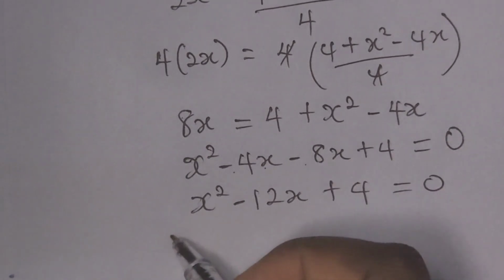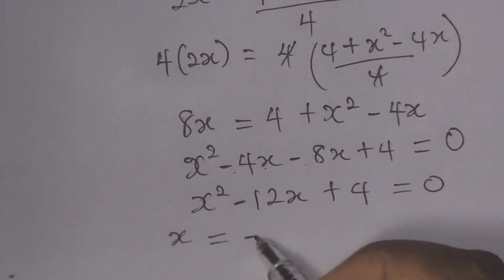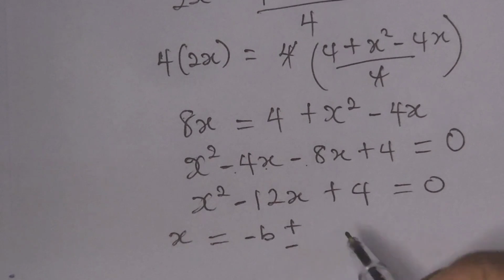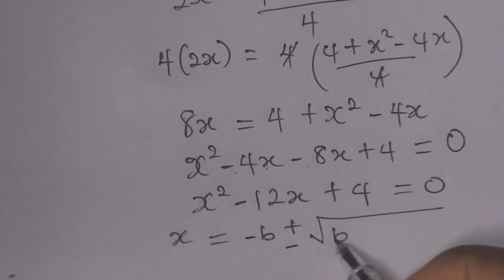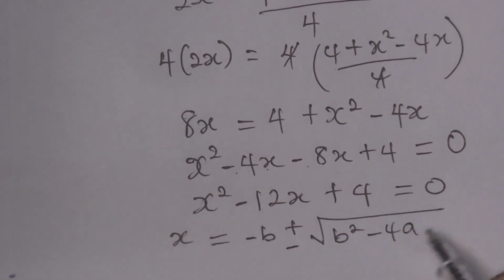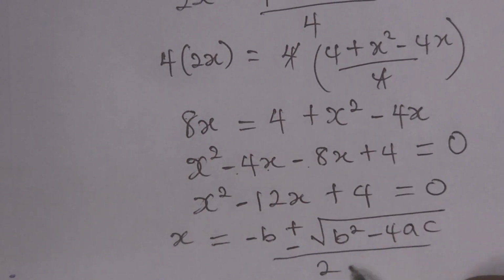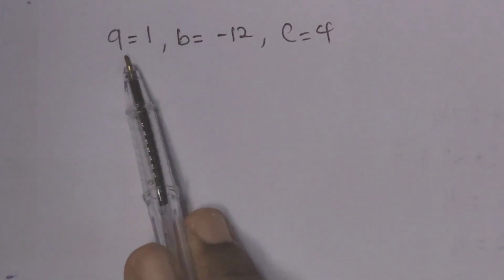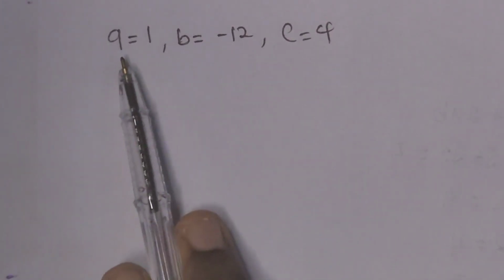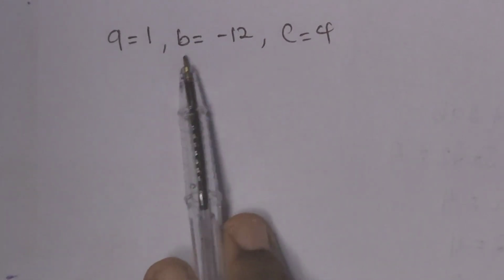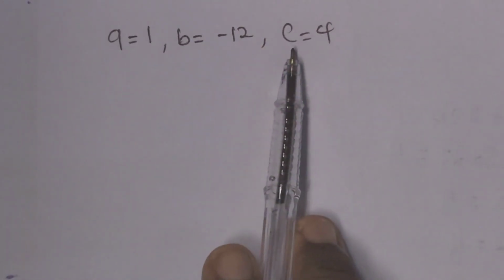We'll be using the formula x equal to minus b plus or minus square root of b squared minus 4ac, all over 2a. So using the quadratic formula, our a is 1, our b is minus 12, and our c is 4.